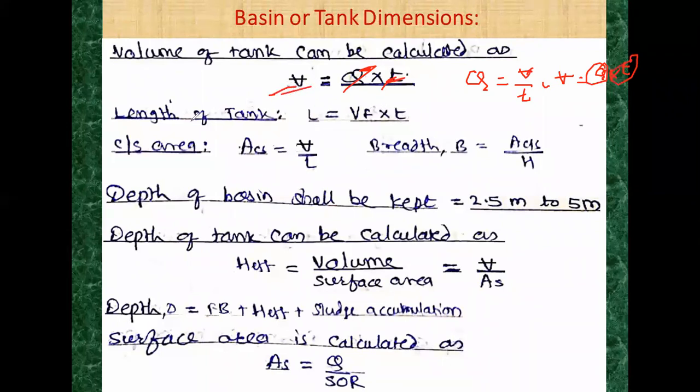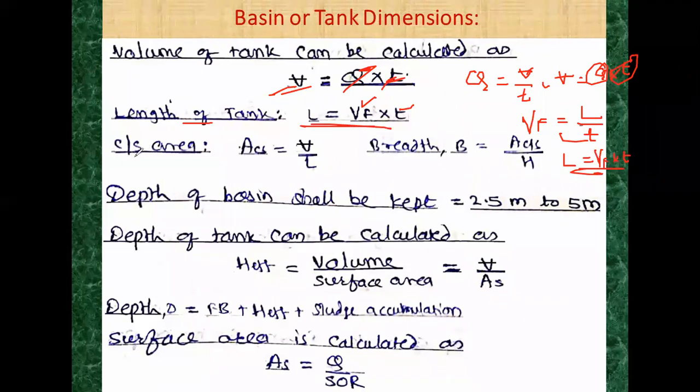Right. Then how to find out the length of a tank? So length of the tank can be obtained by using the flow velocity and detention time. So flow velocity is nothing but the length of the sedimentation tank per unit detention time. So here, if we take this time on the LHS, we will get the equation as Vf into time t, right? The length is equal to Vf into time t.